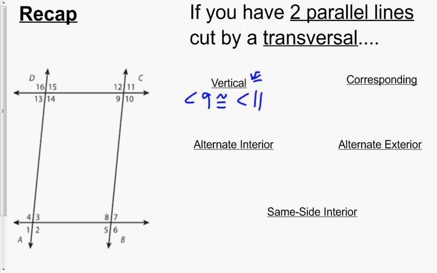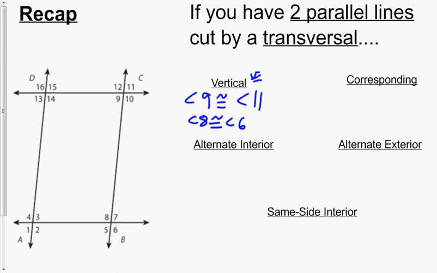Another example could be angle 8. What would be congruent to angle 8 if they're vertical angles? That would be angle 6. Okay, so those are just some examples. They're not all of them. There's lots of examples on here. There's actually like 8 of them.